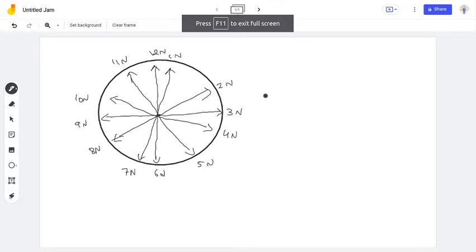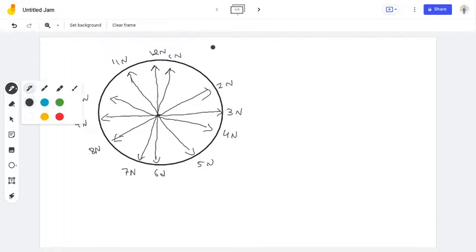Okay guys, now let's start this question. This is an interesting question from the chapter vectors. The question is as follows. There are 12 vectors, where the first vector has a magnitude of 12 Newton, the second 1 Newton, 2 Newton, 3 Newton, 4 Newton, and so on.